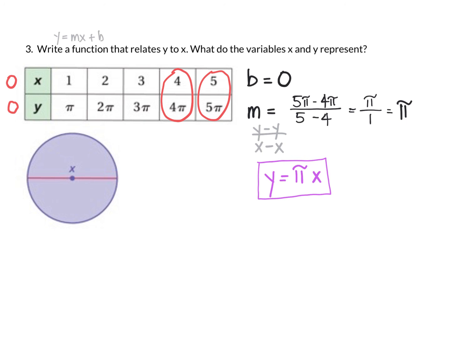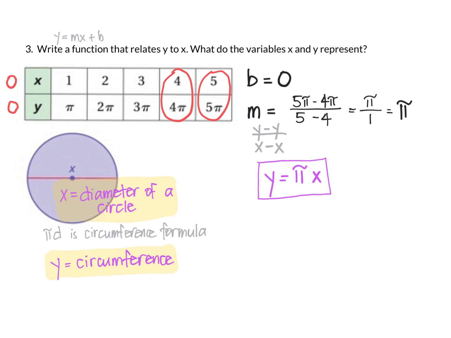All right, now what do the variables x and y represent? Okay, so x is right here, and we can see that it's this red line, which is the diameter of a circle. So x represents the diameter. Well, how about y? We can see that whatever the diameter is, x, we're multiplying it by pi. So diameter times pi each time, right? And we know that diameter times pi is the circumference of the circle. So y represents the circumference of the circle.